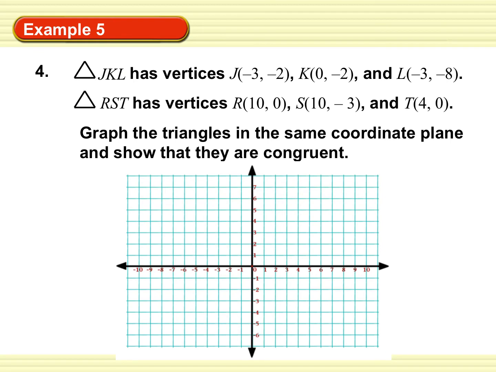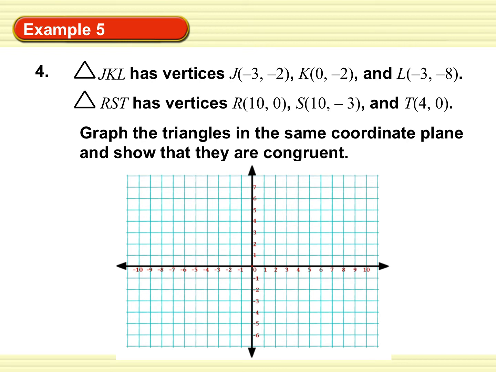Okay, this one I'm going to graph the 6 ordered pairs. So I'm going to first graph JKL, and it's got those 3 ordered pairs. Then I'm going to graph RST, and then I'm going to look to see, are they congruent? The way that I'm going to determine if they're congruent is I need to find the lengths of all 6 sides, the 3 sides of JKL, the 3 sides of RST, and make sure that they do have congruent matches.